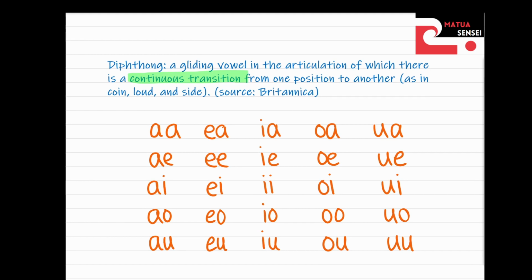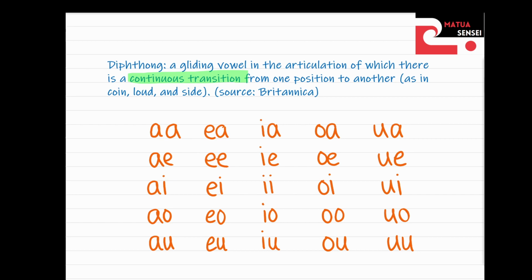So, what is a diphthong? It's a gliding vowel in an articulation of which there is a continuous transition from one position to another. So, like, continuous transition from one vowel sound to another. So, as in coin, oi, loud, ow, and side, I.